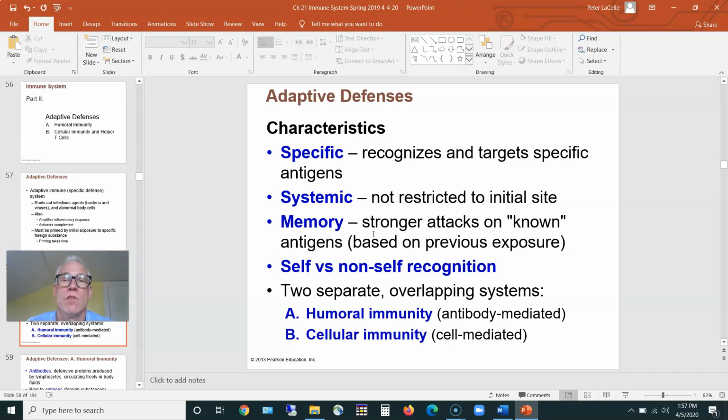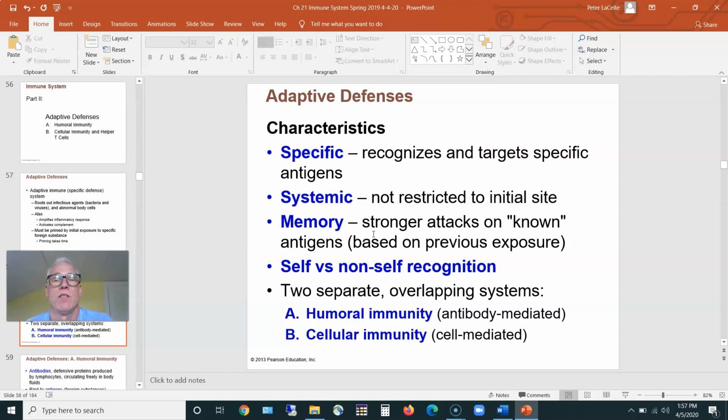Firstly, they're specific. The innate immune system is a one-size-fits-all kind of system. If anything foreign comes into the body, the same things happen each time. In this case, we're going to respond like a laser beam targeting specific individual foreign agents, bacteria or viruses or whatever, that come into the body on a particular occasion.